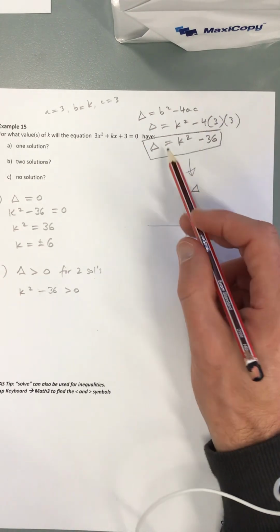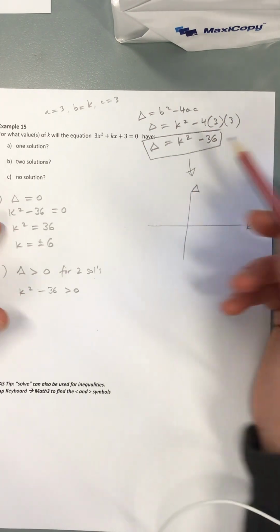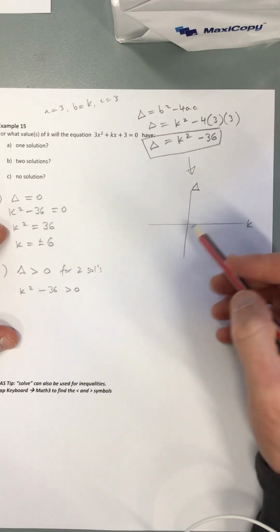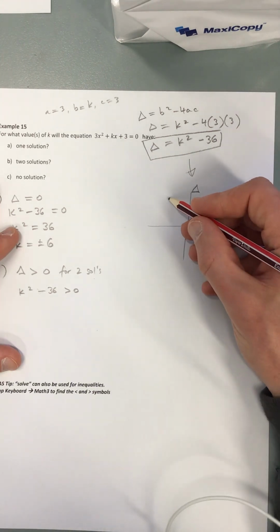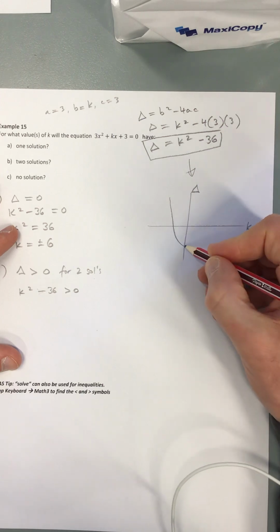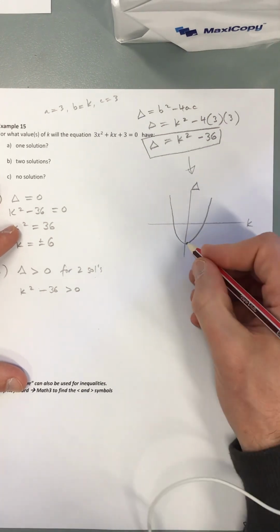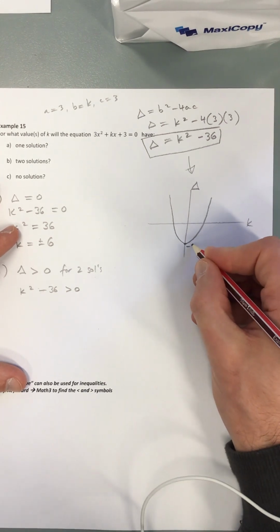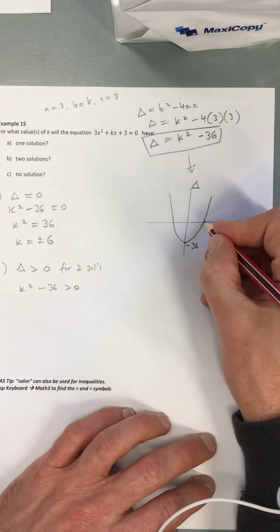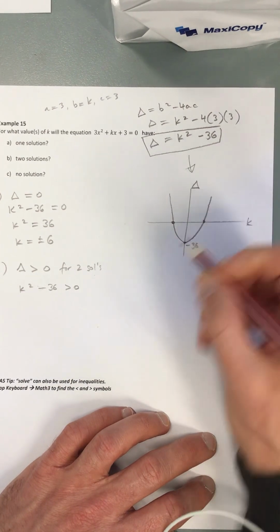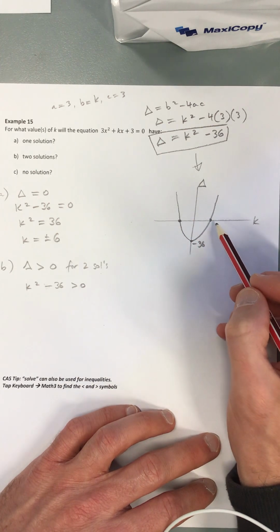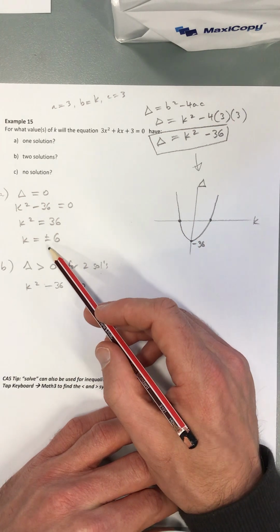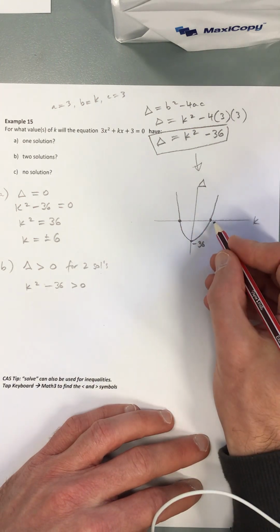So if you imagine how you would sketch y equals x squared minus 36, well, this is much the same. This is just sketching a parabola that has moved down 36 units. And this only has to be a rough sketch. Right, like that down there is negative 36. But the key points are these x-intercepts. And we actually just found them because we found that when the discriminant equals 0 is when k is equal to positive or negative 6.